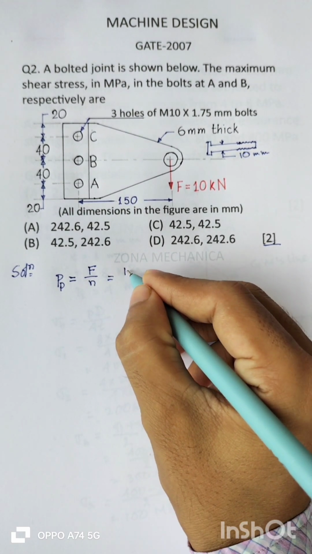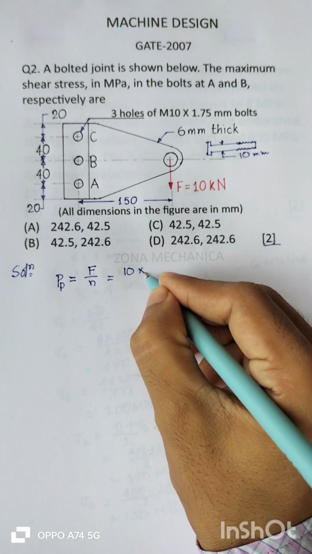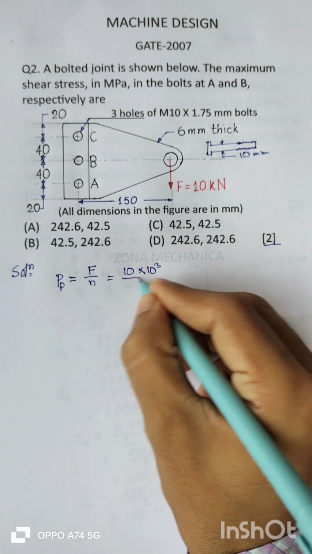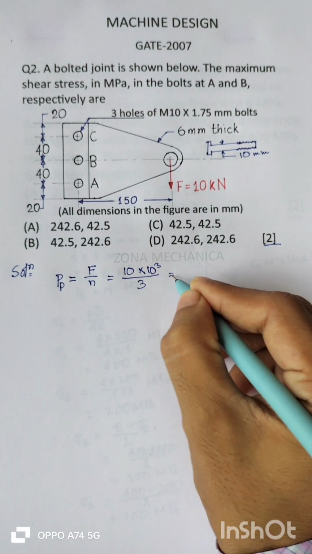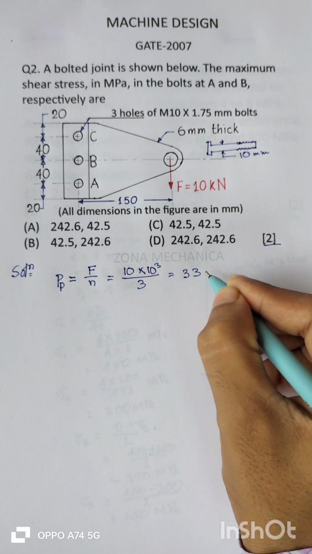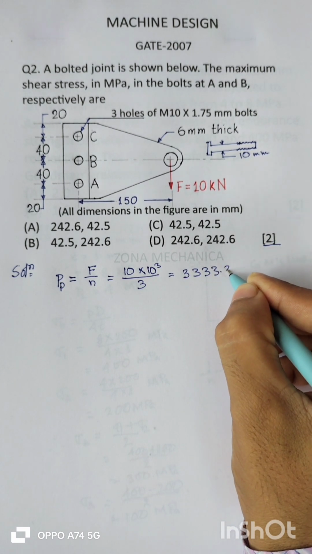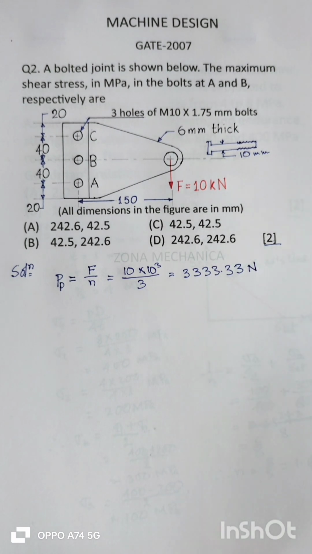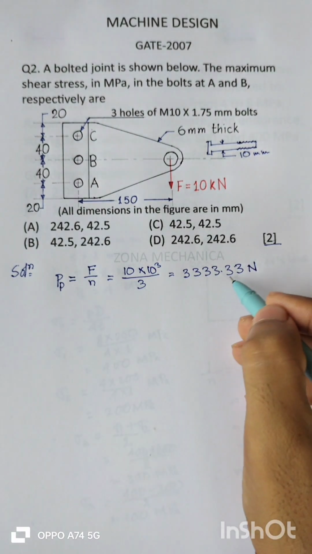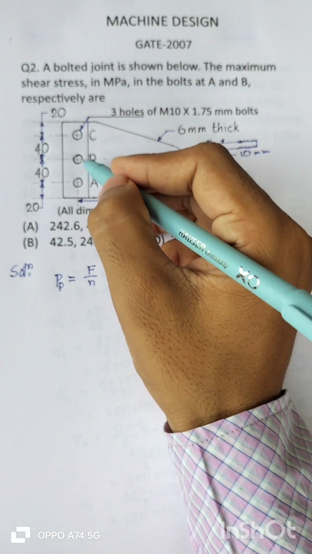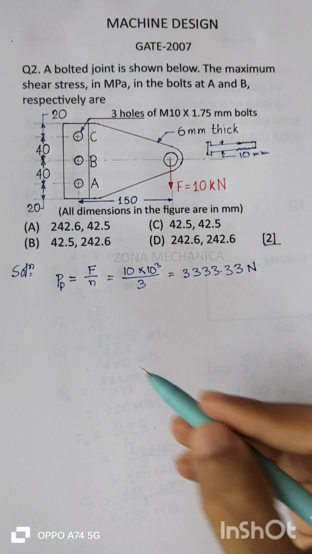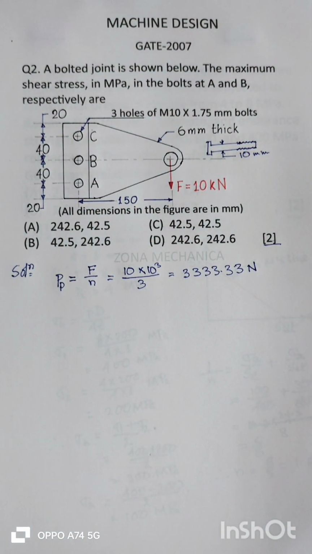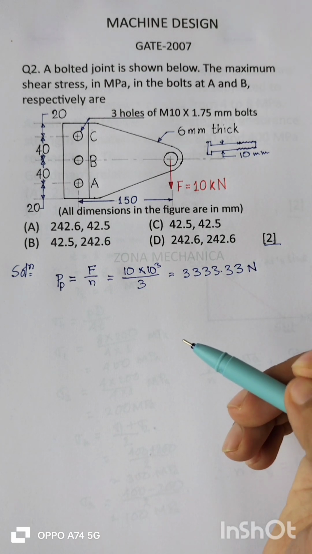So it will be 10 kilonewton, that is 10 into 10 to the 3 newton by 3. So it will come around 3333.33 newton. So this is the load shared by each of the bolts, which is known as primary load. Now the secondary load.